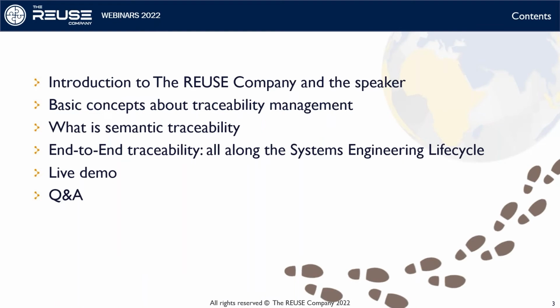This is the table of contents for the webinar. First, we will have a short presentation of the company and the presenter. Then Jose will go through the basic concept about traceability management. Next, we'll see what semantic traceability is. And after that, we will take a look at end-to-end traceability all along the systems engineering lifecycle. Then we will see a demonstration, and finally, we will have some time for questions and answers.